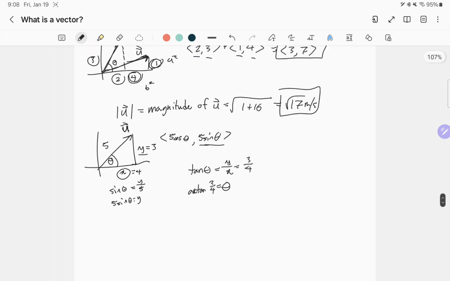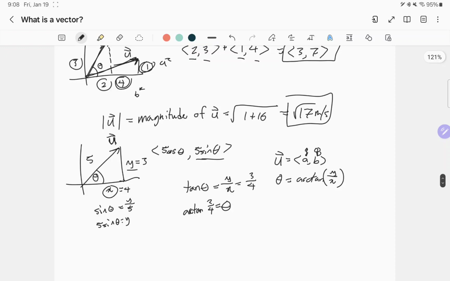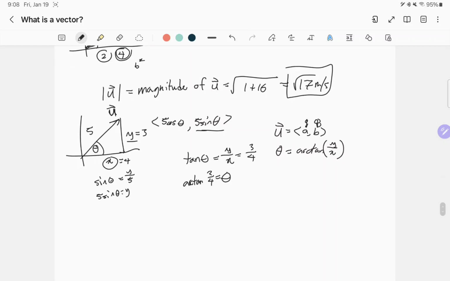And if you want to get really technical, like if you were asked how do you describe or define the vector u, you would say that if you knew these certain values, then you know that the direction it is in must be arctan of y, this y, over x, this x. So like this. And that's how you find the general solution to any direction of a vector. Other than that, there's not much to know.